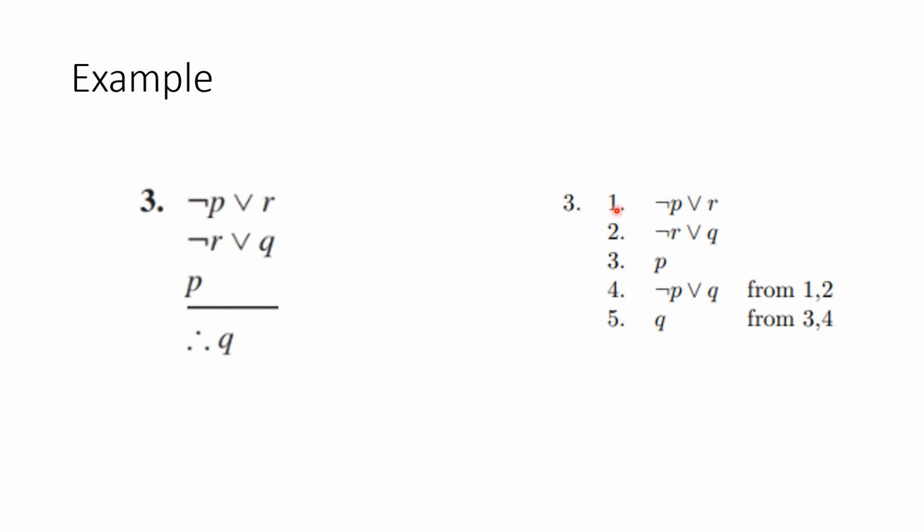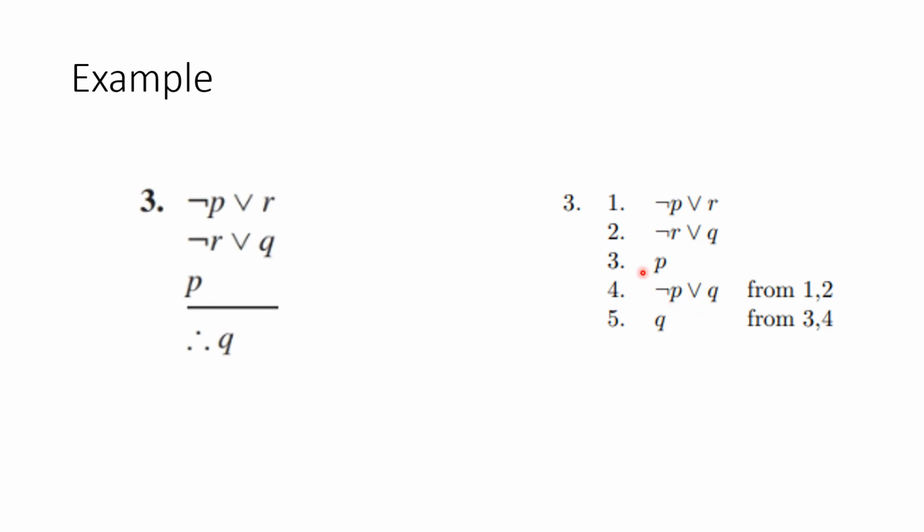All right, the first 3 steps of your proof are just above the line, before we go to the conclusion. So the first 3 steps are exactly these steps. But then, here what we have is R or not P, and not R or Q. So if we look at 1 and 2, we've got R and not R, so that tells us that not P or Q must be true by the principle of resolution.